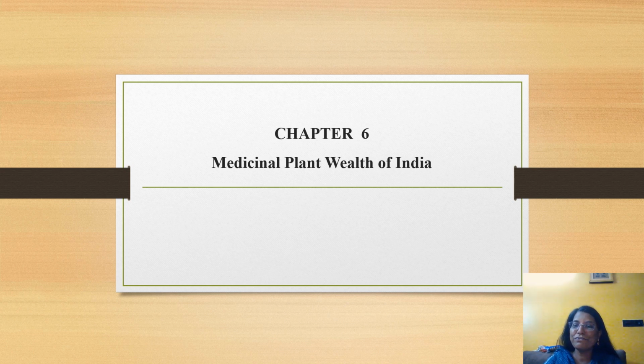So welcome again to chapter number 6. Thus far, we have been introduced to the taxonomy, the diversity, and the places where the plants occur. Now we move on to the utilization aspect of the plants. And today we are going to understand the medicinal plant wealth of India.